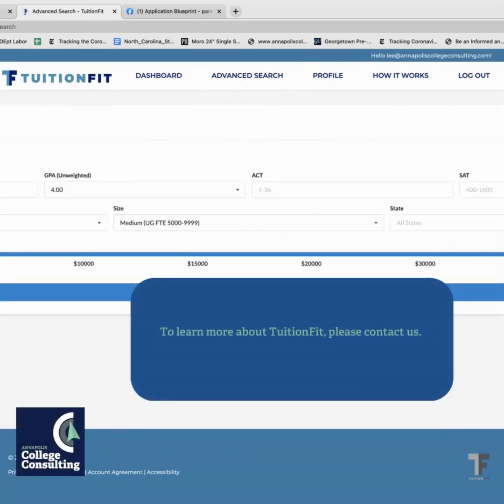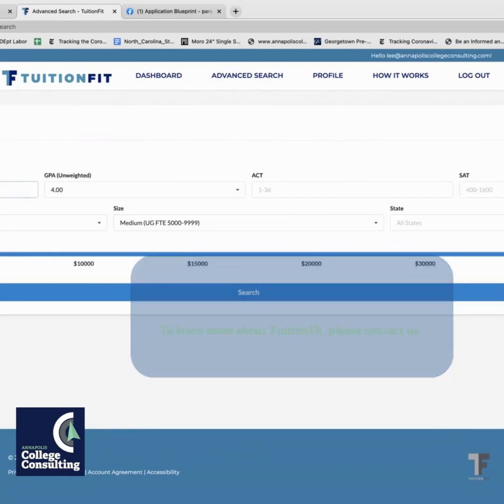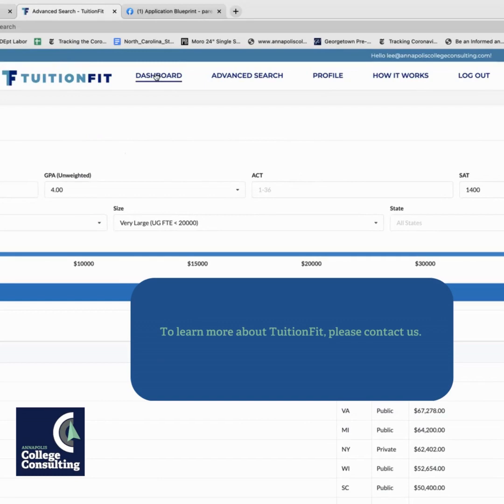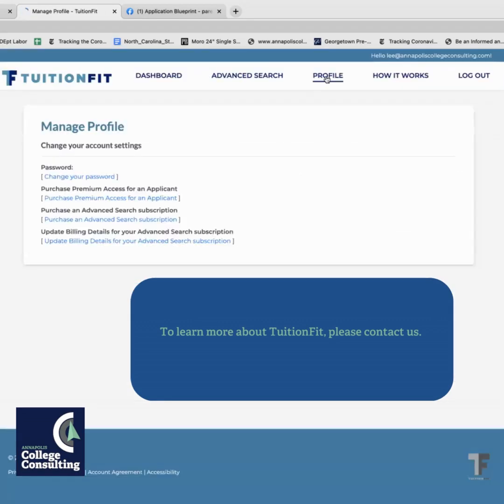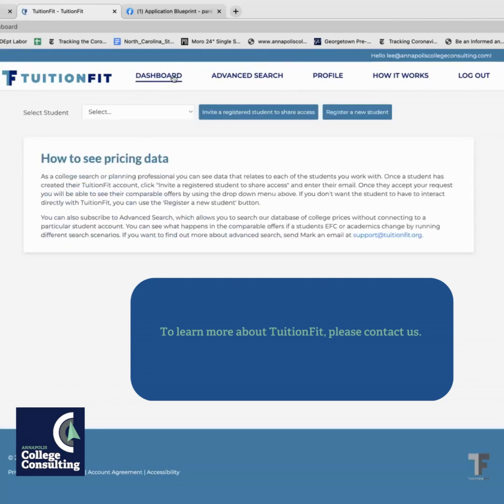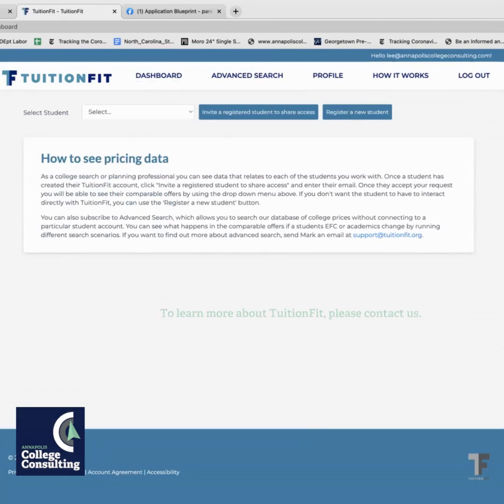So let's go into Tuition Fit. And let's just say, give me a good expected family contribution. This is called Tuition Fit. You can fill out a profile yourself. And you can manage your profile and you can use this in lots of different ways to see if you got a good deal and also to see maybe some schools that fit in your budget that weren't originally on your list. So that is another tool that we use.